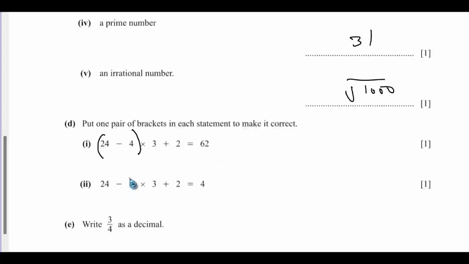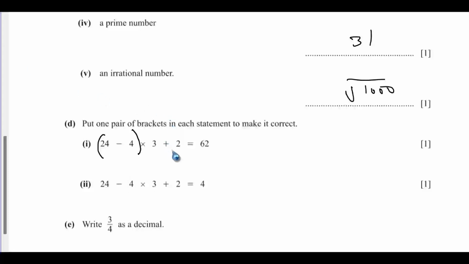So let's try another one. If I put it here, I have to follow BODMAS. So I will do 4 times 3 first. That is, if I put it here, I have to do this first according to the rule of BODMAS. 4 times 3, 12. 24 minus 12, that will be 12. 12 plus 2, that will be 14. So that means it cannot be there, it's wrong over there.